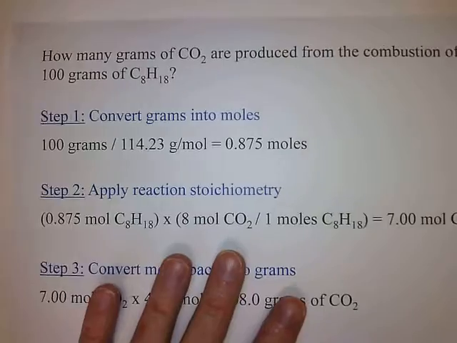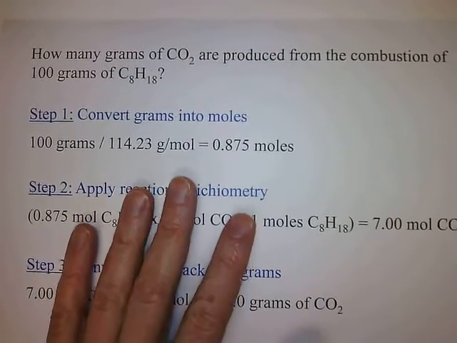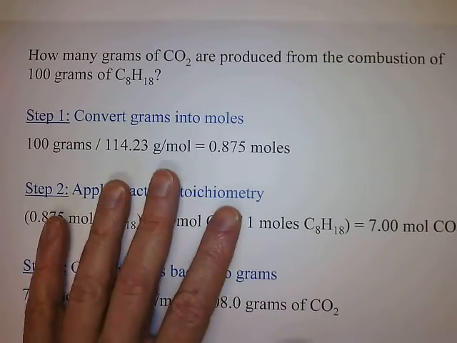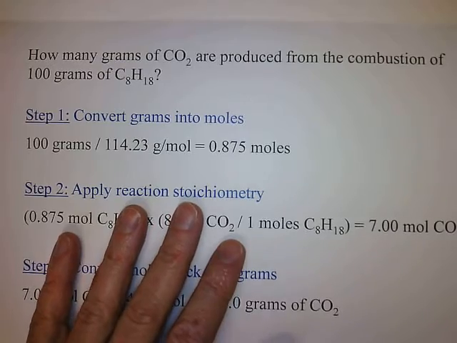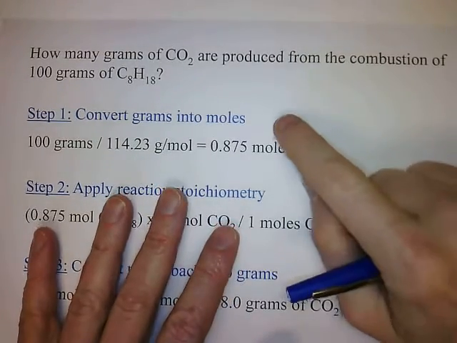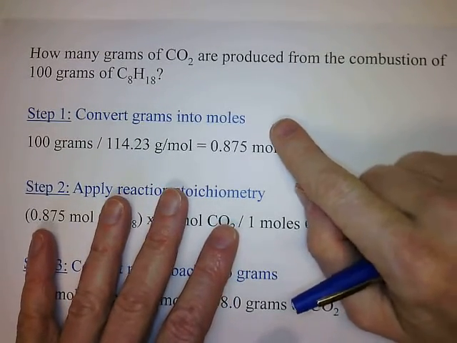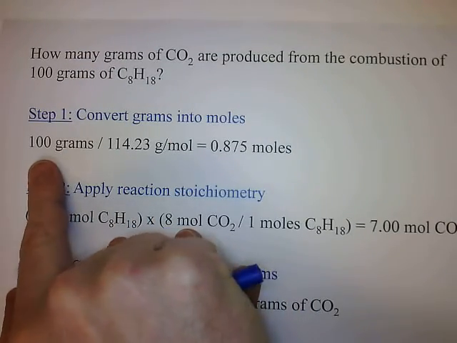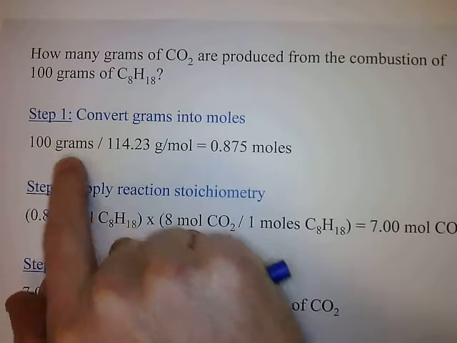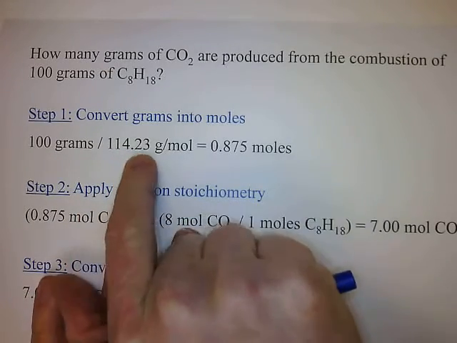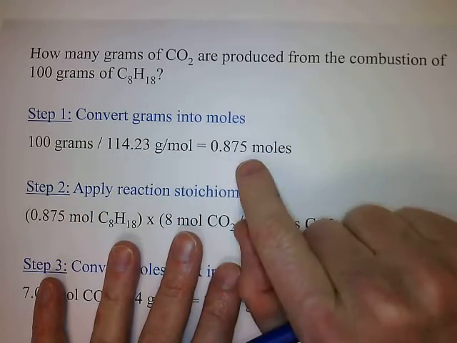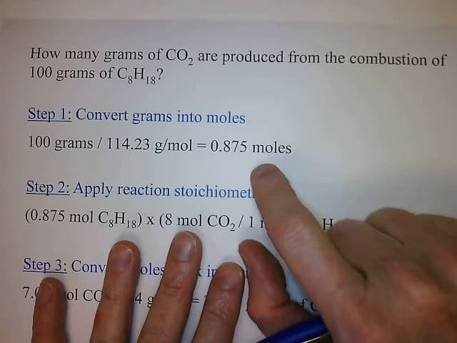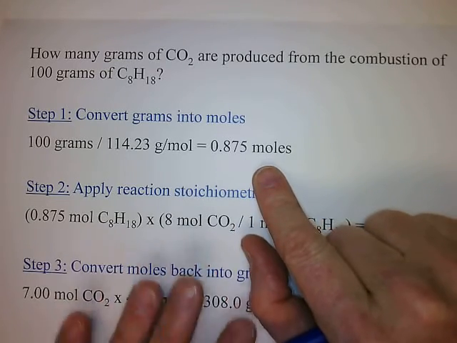Now let's do the same calculation for the carbon dioxide and then the same calculation for the water. The first step we already did. We convert grams into moles. So if we start with 100 grams of octane, we calculated the molar mass of octane, you divide, and that comes out to be 0.875 moles.